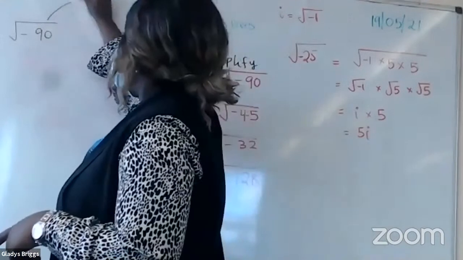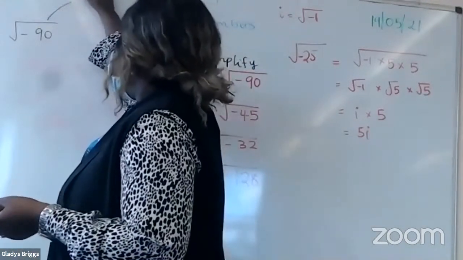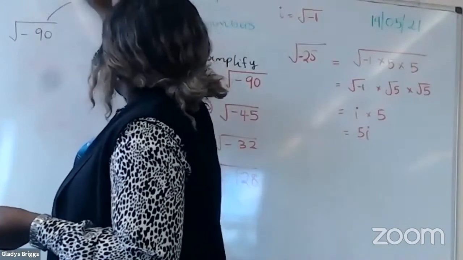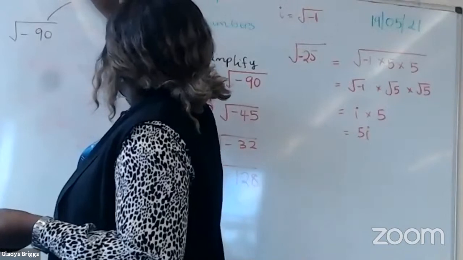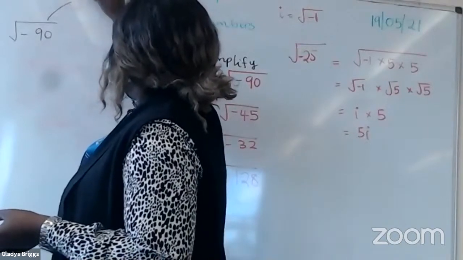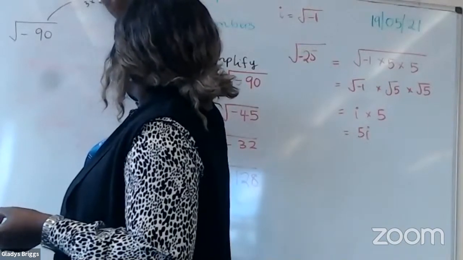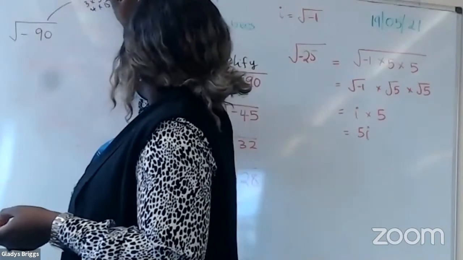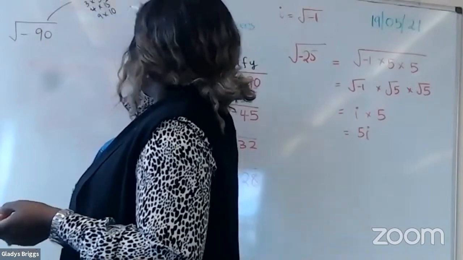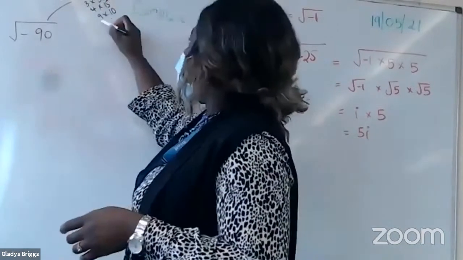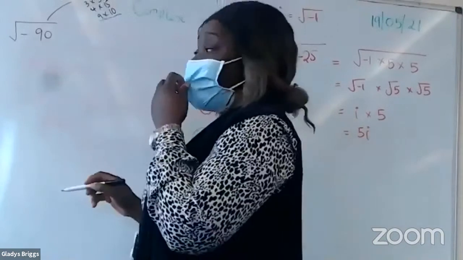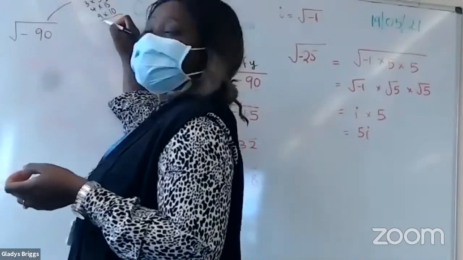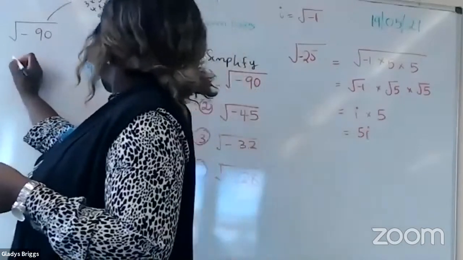So when you're thinking about factors of 90, you could have had 90 times 1, 1 times 90, 2 times 45, 3 times 30, 4 times 15 and 9 times 10. But a good one to use would be 9 times 10, because then you can find the square root of 9 easily. So let's use that.